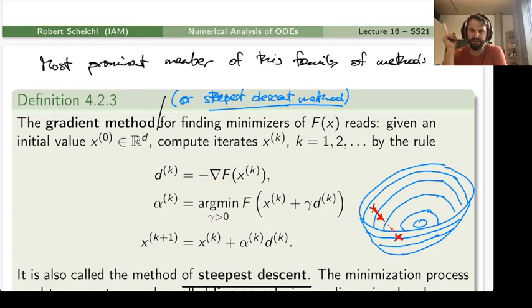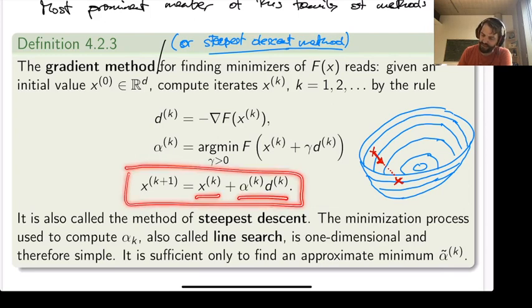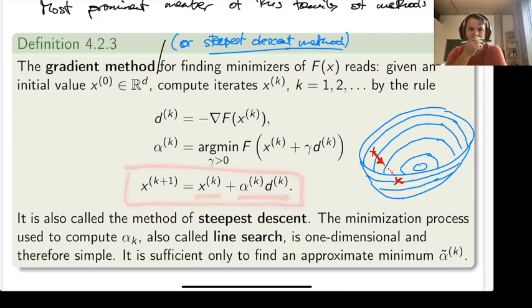This can often be explicitly solved. And then we choose the next iterate x_{k+1} to be x_k plus this step size alpha_k in the direction of the negative gradient. Okay, it's also called method of steepest descent. I've already written that down. And the minimization process used to compute alpha_k is called line search. It's one-dimensional and therefore simple.